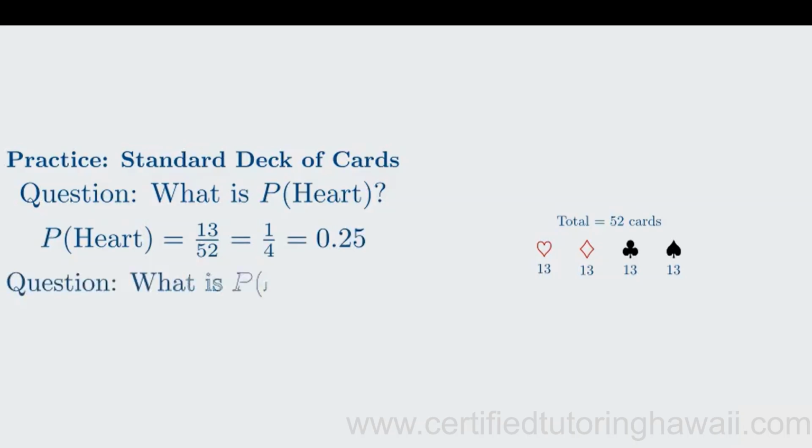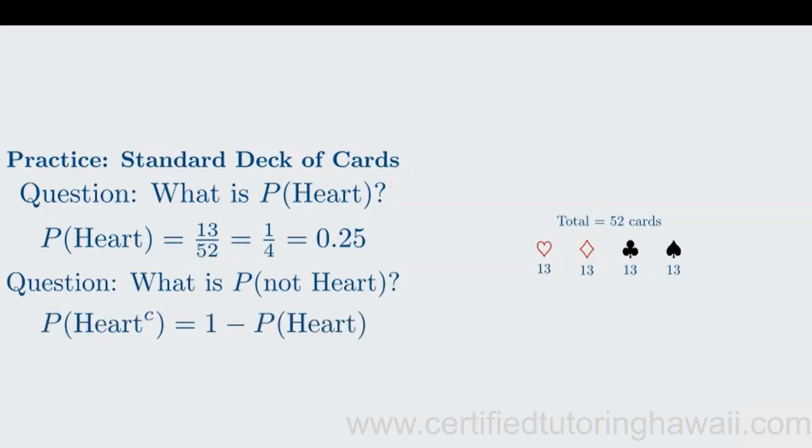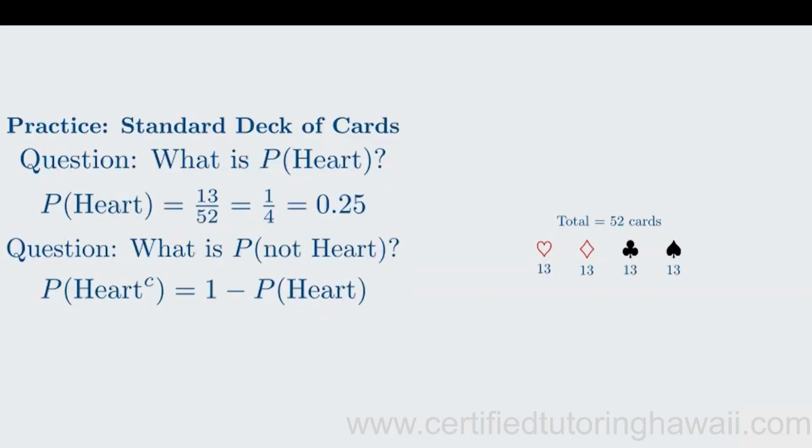Now, what is the probability of the complement? That is, the probability that the card we pick is not a heart. Using our complement rule, we take 1 and subtract the probability of picking a heart. 1 minus 0.25 gives us 0.75. There is a 75% chance of picking a card that is not a heart.